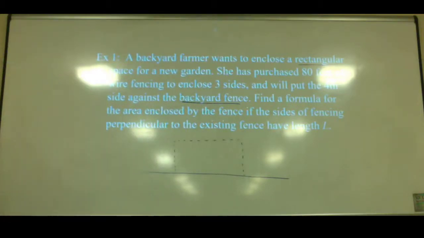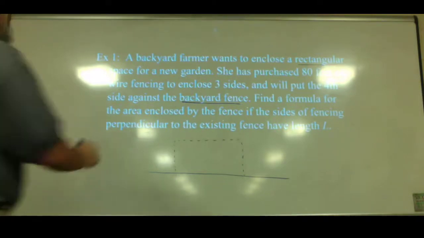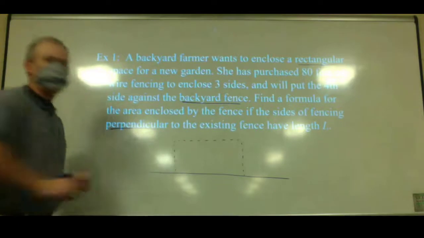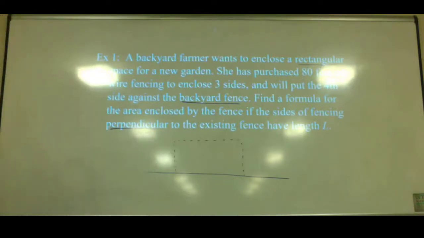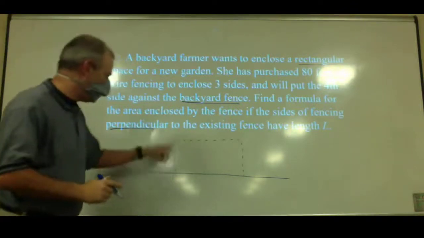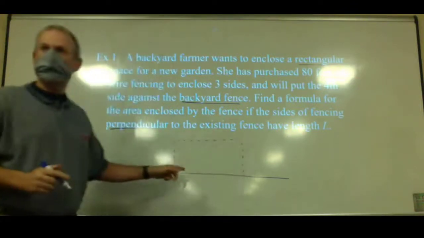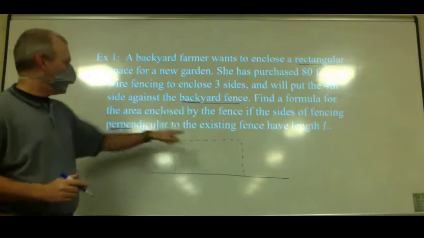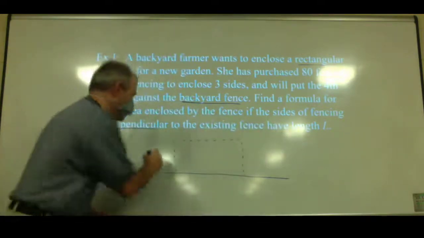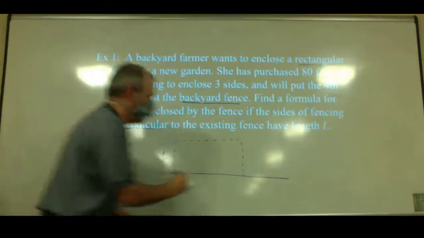Now it says the sides of the fencing perpendicular. That's a really big word. What does perpendicular mean? Anybody know? It means it forms a right angle. So we're saying that this side right here and this side right here that are perpendicular to the fence have lengths of L. So this side is L, and this side is L.